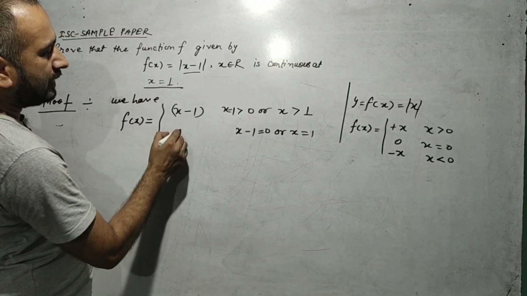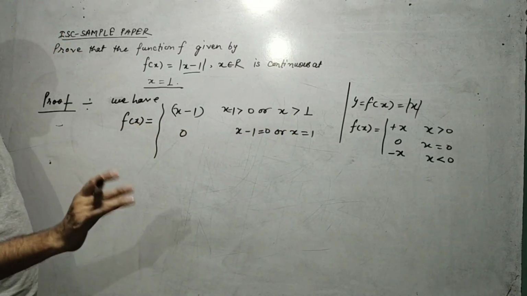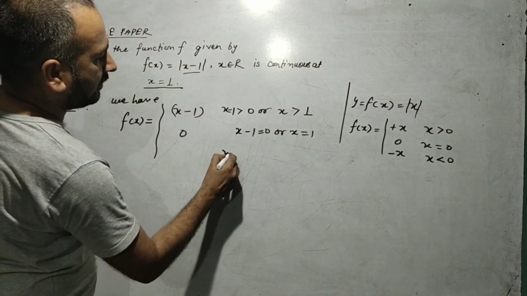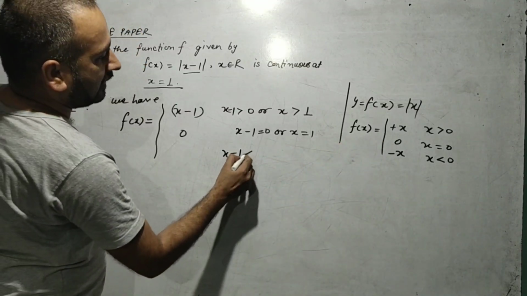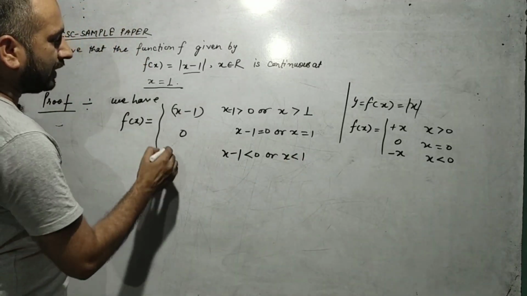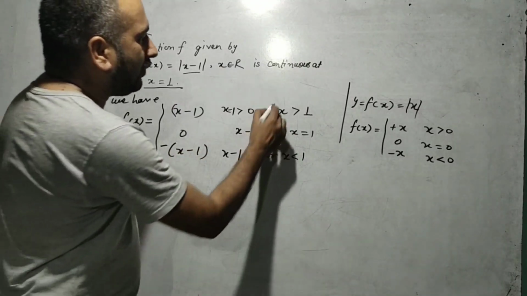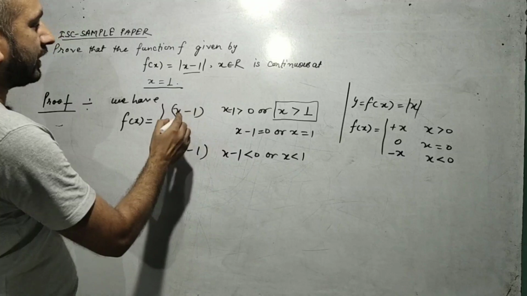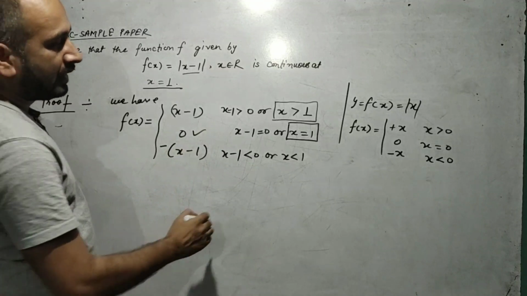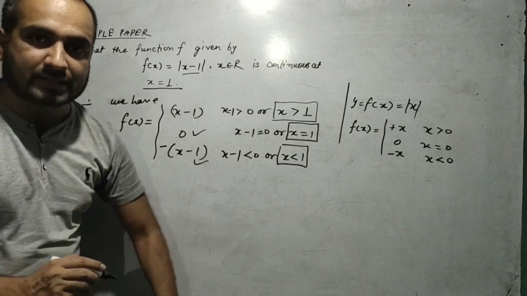So what will be the value if you put x = 1? It will give you 0. The next condition is when x − 1 is less than 0, or x is less than 1. Then you will get minus of (x − 1). Is it clear? If x is greater than 1, you get positive x − 1, and if x = 1, you get 0, and if x is less than 1, the value of the function is minus of (x − 1).